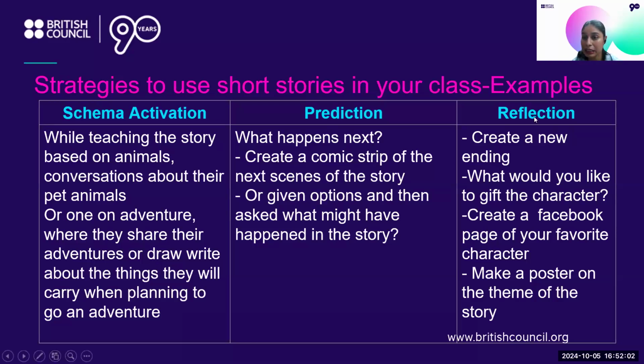Moving on to the last part, which is the reflection. I usually ask my students to create a new ending. Okay, this is the ending which the author has already provided. So, which is the ending that you would want to give if you're not satisfied with the ending? Or now that you know so much about the character, what is that one gift that you would like to give to the character? Or why not create a Facebook page of a favorite character, or perhaps a poster on the theme of the story.